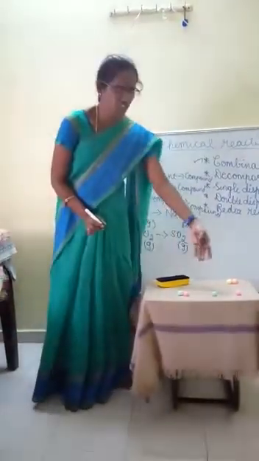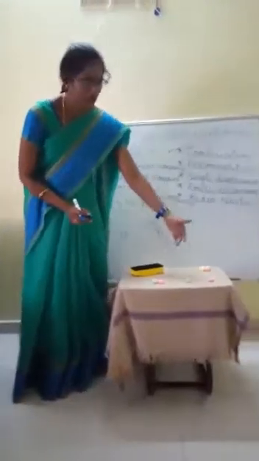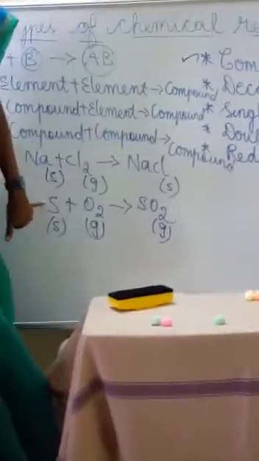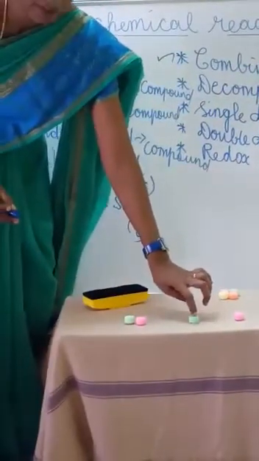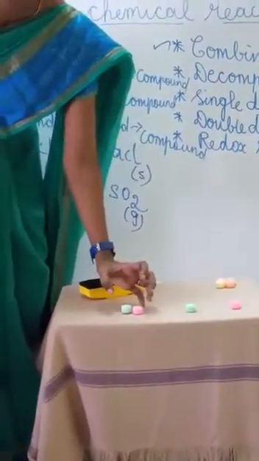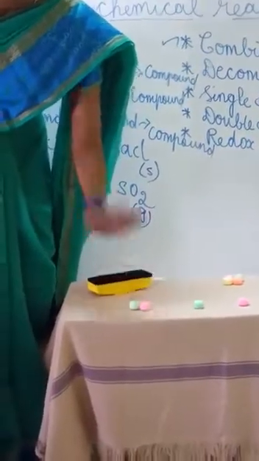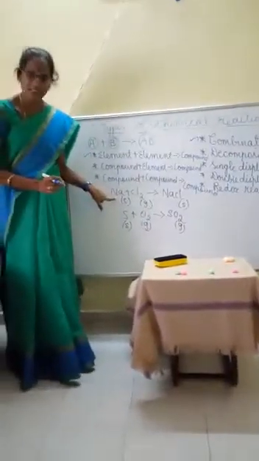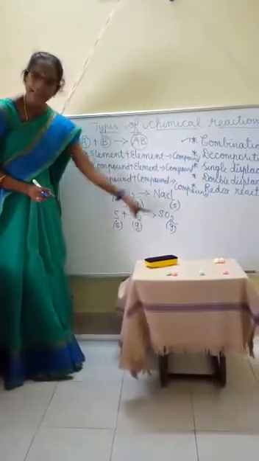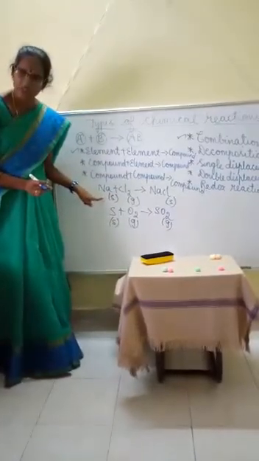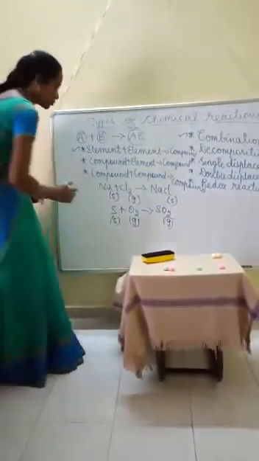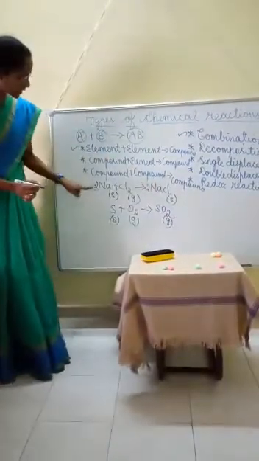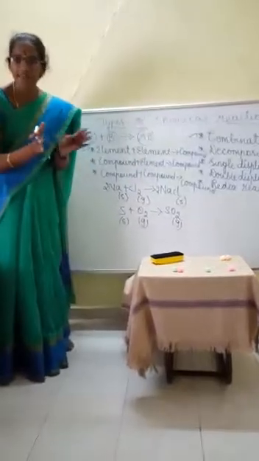We can visualize this with the color balls. Imagine this pink color is sulfur and this green is oxygen. Both react to form a compound, sulfur dioxide. This is the sulfur dioxide. One more thing: we have to balance the equation. Here this equation is already balanced, but the first equation we have to balance. How to balance? Check now, both the reactant side as well as the product side are equal.